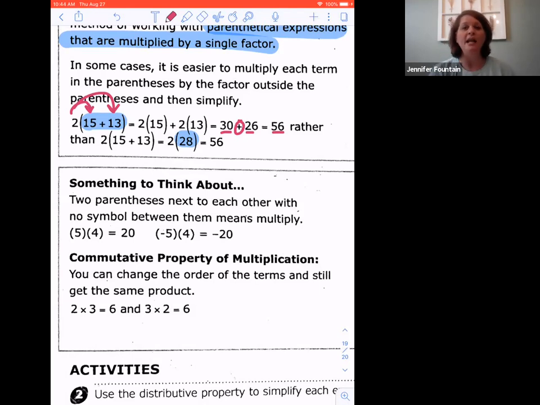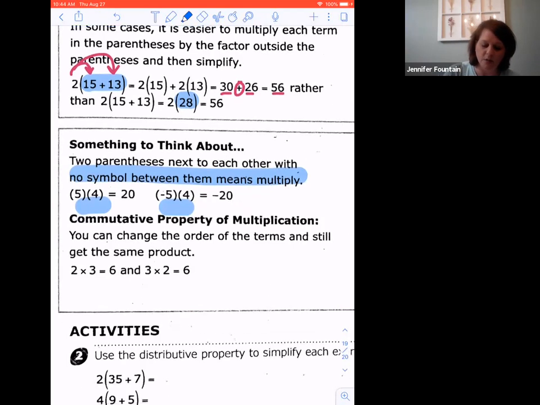Right now, if I know what both of my numbers are inside parentheses, I can add, then multiply by the number outside parentheses, or I can distribute and then add. I can do either one. All right, this is something to think about. Two parentheses next to each other with no symbol between them means you're going to multiply. It is understood that if I have parentheses and nothing between them, I am multiplying.